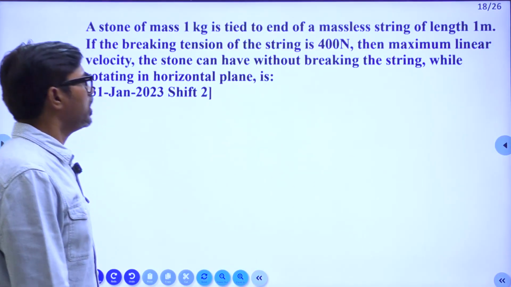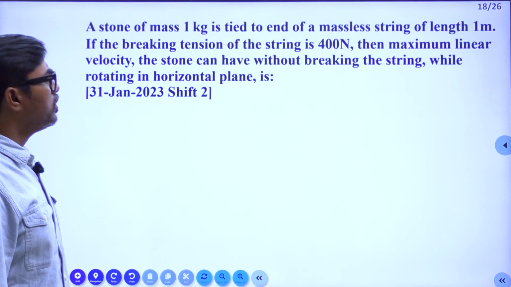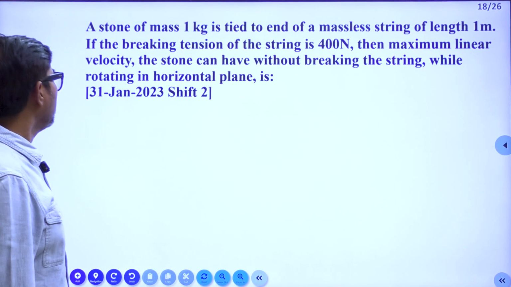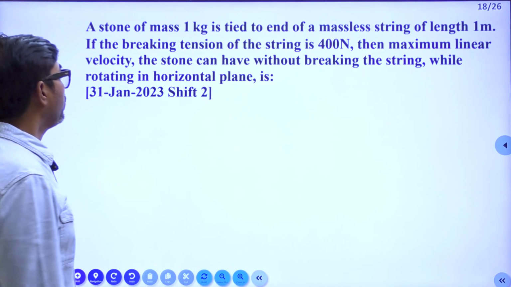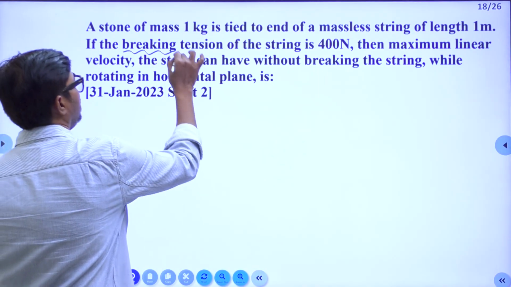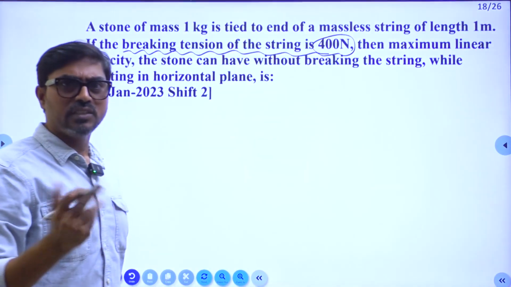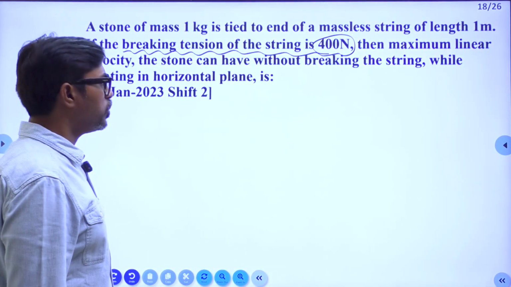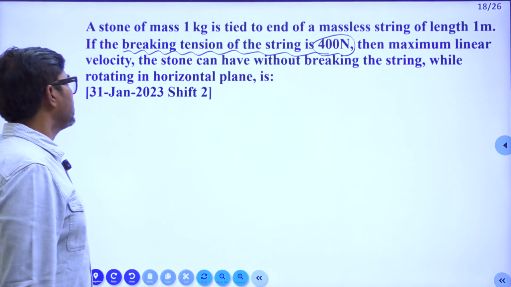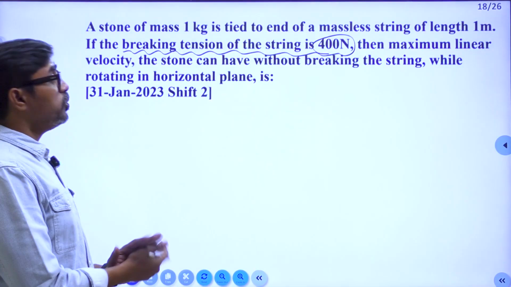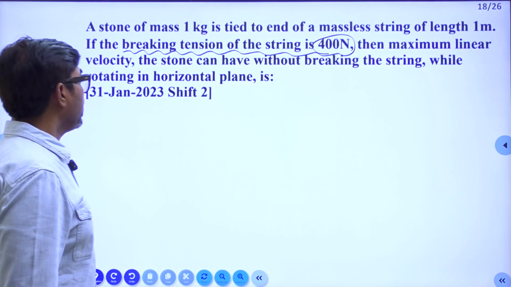A stone of mass 1 kg is tied to one end of a massless string of length 1 meter. The breaking tension of the string, meaning if the tension is more than this, the string is going to break. At that moment itself it may break. A little more it will definitely break. Find the maximum linear velocity the stone can have without breaking the string while rotating in a horizontal plane.